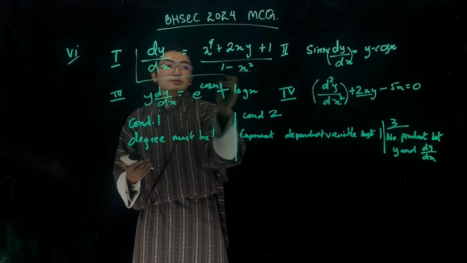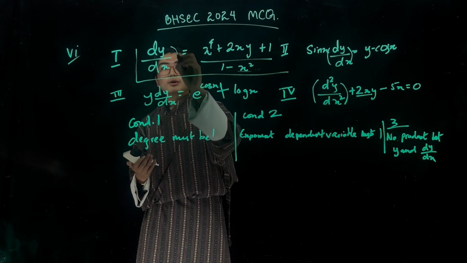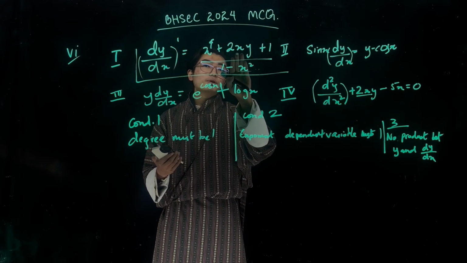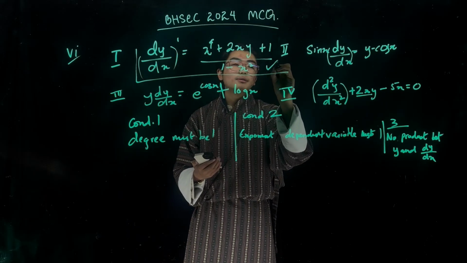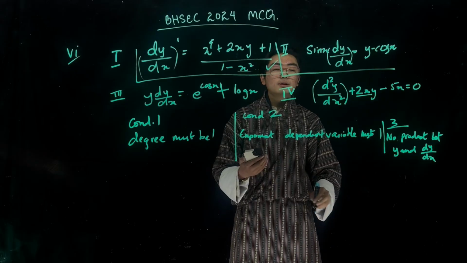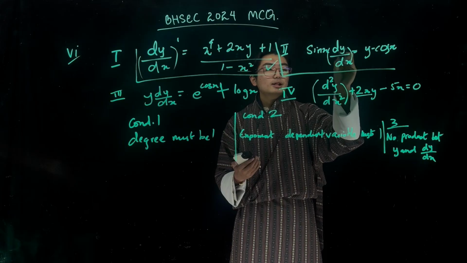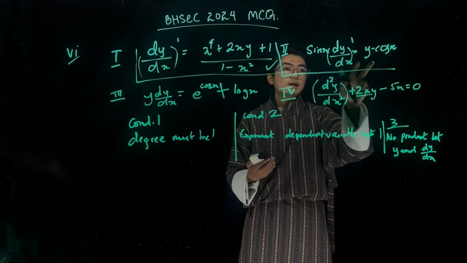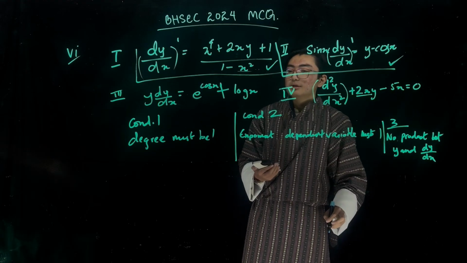Now, for the first equation, the degree of this equation is 1, since the exponent of the highest order derivative in this equation is 1. And there is no product between the dependent variable y and the differential coefficient. So this equation is linear. Now, let's look at equation number 2. Similarly, the exponent of the highest order derivative dy over dx is 1, and there is again no product between the dependent variable y and the differential coefficient. So this equation is also linear.